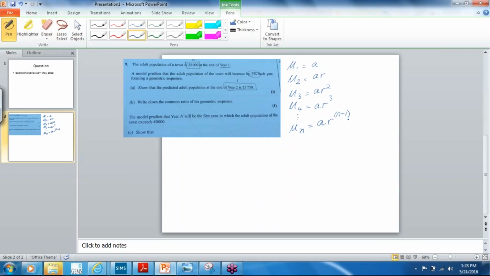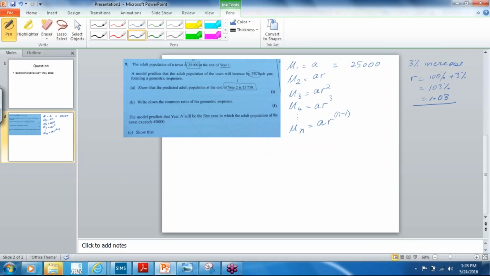So this question says that our first term at the end of year one is 25,000. That's our population of the town. And they've mentioned a 3% increase, which means that R is 100% plus 3%, which means 103%. R is 1.03.